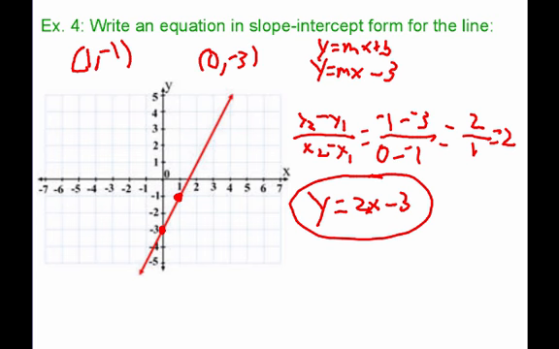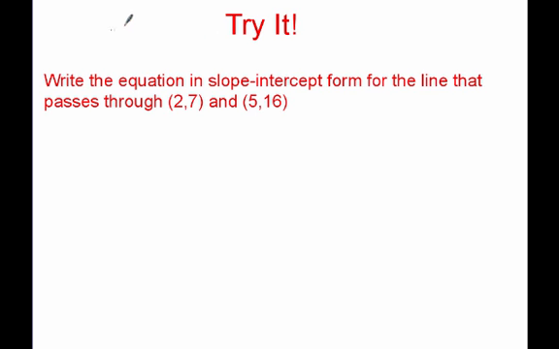All right, so I'm going to leave you with tonight's try it problem, which is to write the equation in slope-intercept form for the line that passes through 2, 7 and 5, 16.